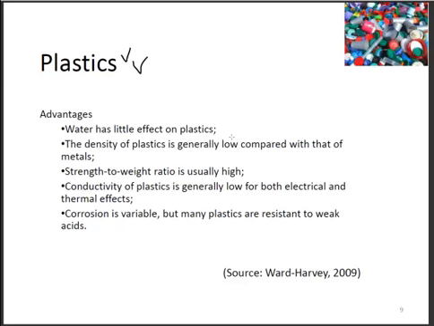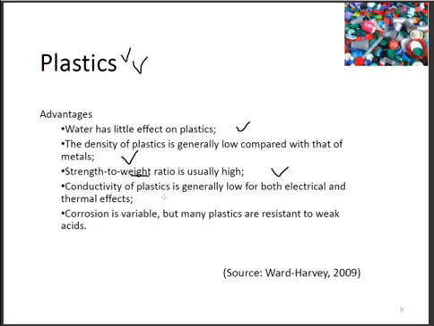Plastics. Some of the plastics in the construction industry are used as window frames, and some of them are provided as insulation. The advantage of plastics is that water has little effect on them. It means they are waterproof, and the density of plastics is generally low compared to that of metals, which means that the strength to weight ratio is usually high due to the small weight of plastics.